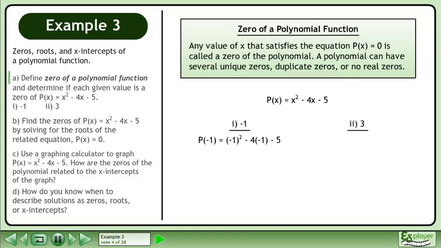Replace the function input with -1. Simplify to get 1 plus 4 minus 5. Complete the calculation to get 0. Since p at -1 equals 0, -1 is a 0 of the polynomial.